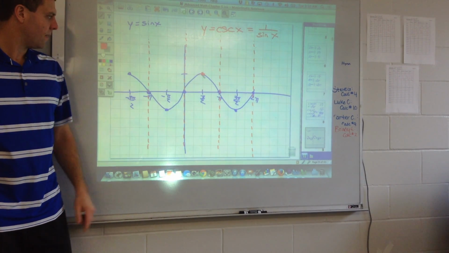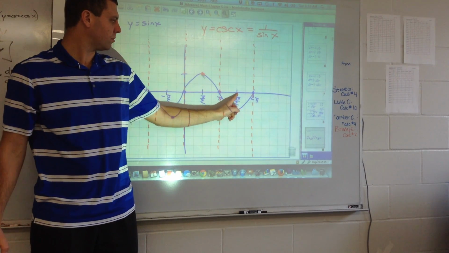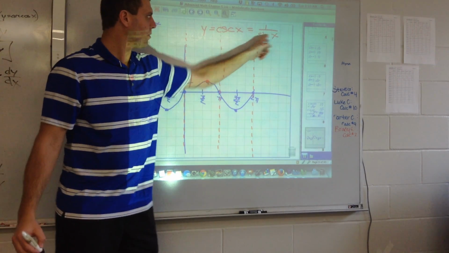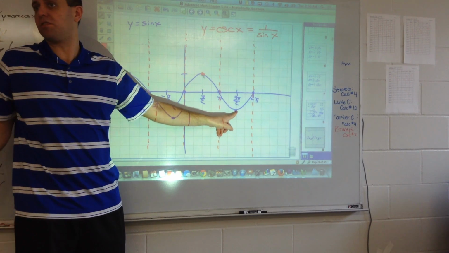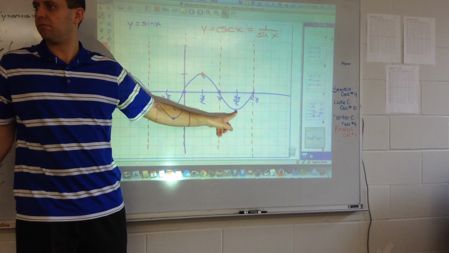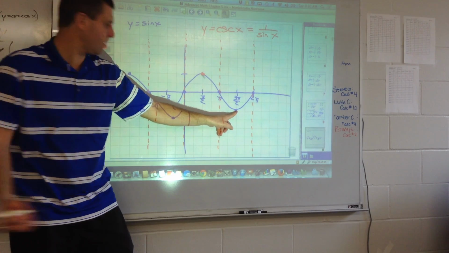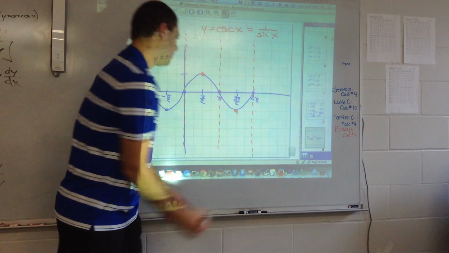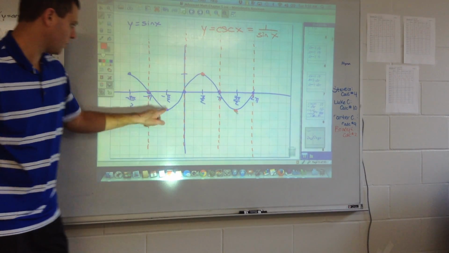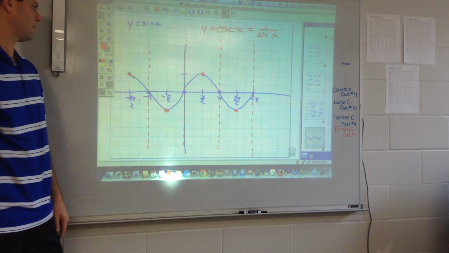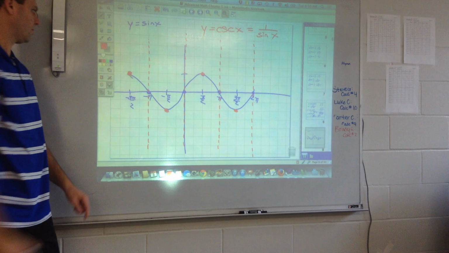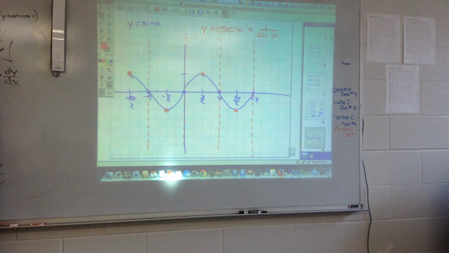How about at 3 pi over 2? The sine of 3 pi over 2 is negative 1. So what's the cosecant of 3 pi over 2? Still negative 1, right? So it hits there, it hits there, hits here again, right? Hits here. It's off a bit.